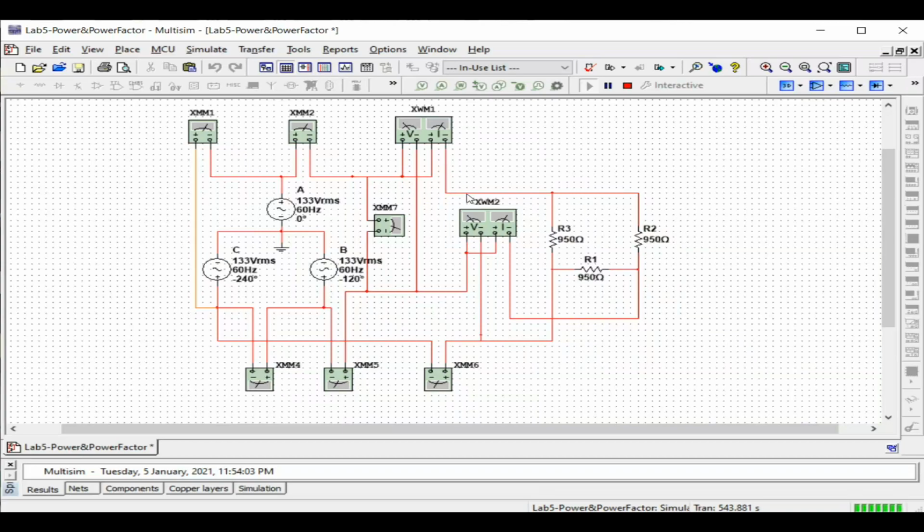So I have to rearrange the circuit accordingly and insert the second wattmeter, which is here, and change the value of resistance to 950 ohm for the three of them, and now we'll run the code, run the project.